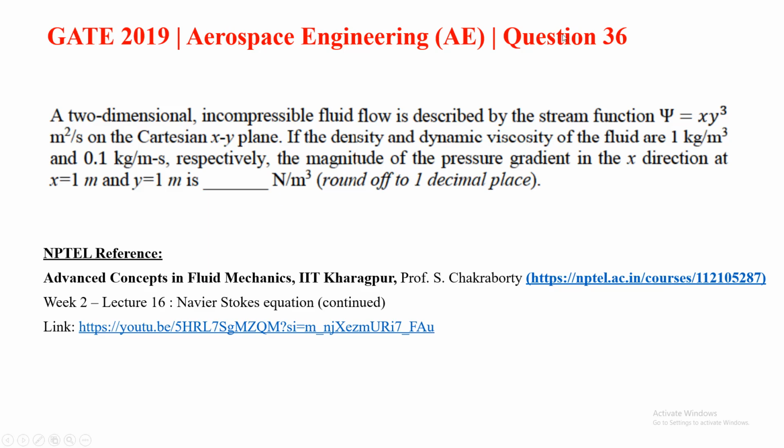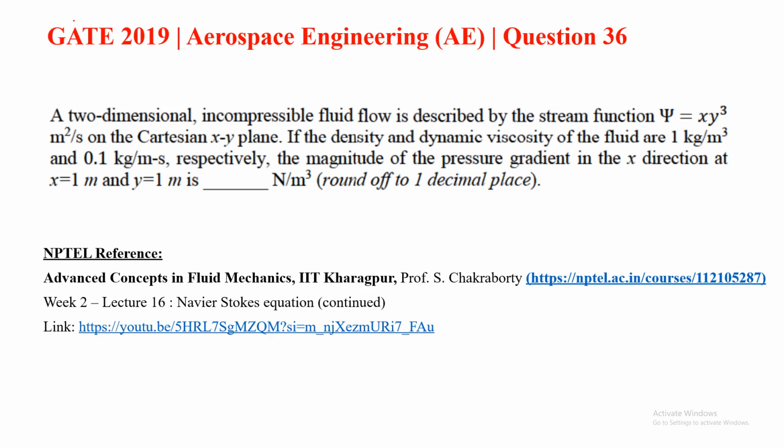So we have been given a stream function. From that we can find the velocity components in x and y direction. It's a two-dimensional flow, and let's apply the incompressible Navier-Stokes equation and then try to find the pressure gradient in the x direction. For that it's sufficient to use only the x momentum equation, right? Let's go and do that. First, before that, let's find the velocity components in x and y direction.